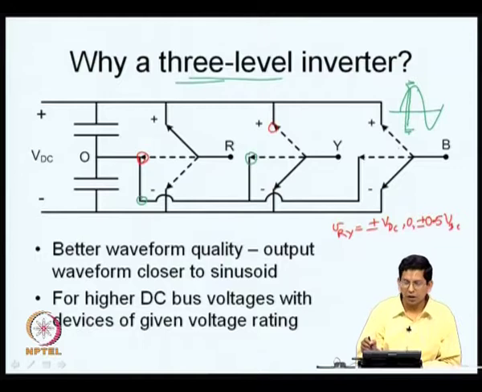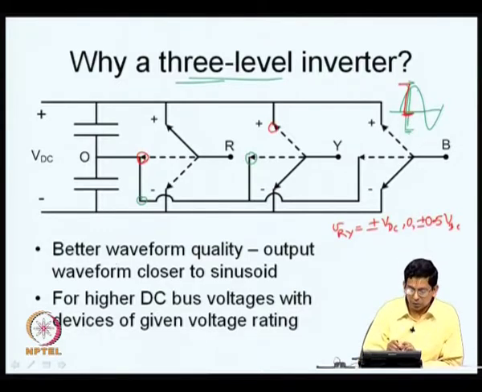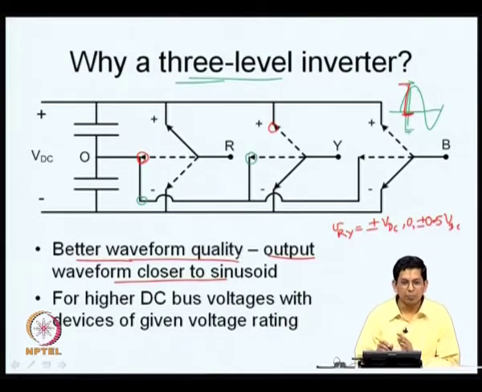Whereas, instead, if I apply only 0, as shown by the red ink, the instantaneous error is now much lower. So, you can see that the instantaneous error between the ideal sinusoidal waveform and the actual applied waveform could be lower in the case of a 3 level inverter than in the case of a 2 level inverter. This is because more number of voltage levels are available. So, hence we say the output waveform could be closer to a sinusoid, and therefore, we can say that it has a better waveform quality. The harmonic distortion could be lesser here.